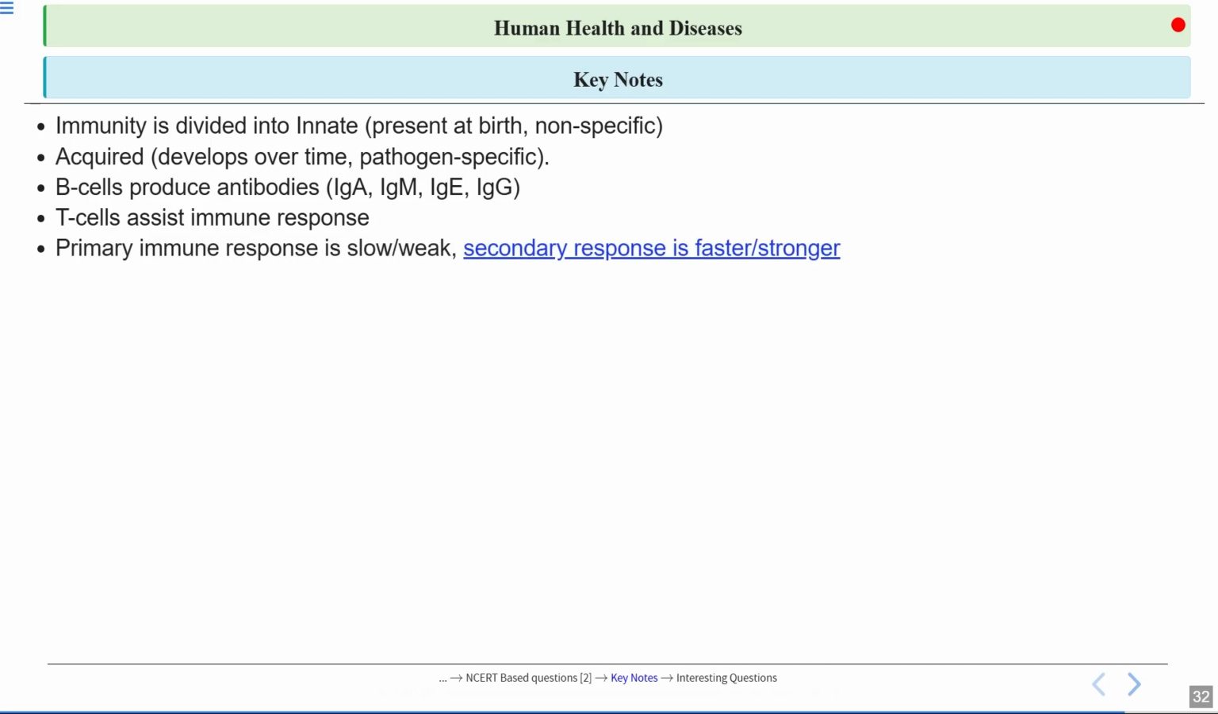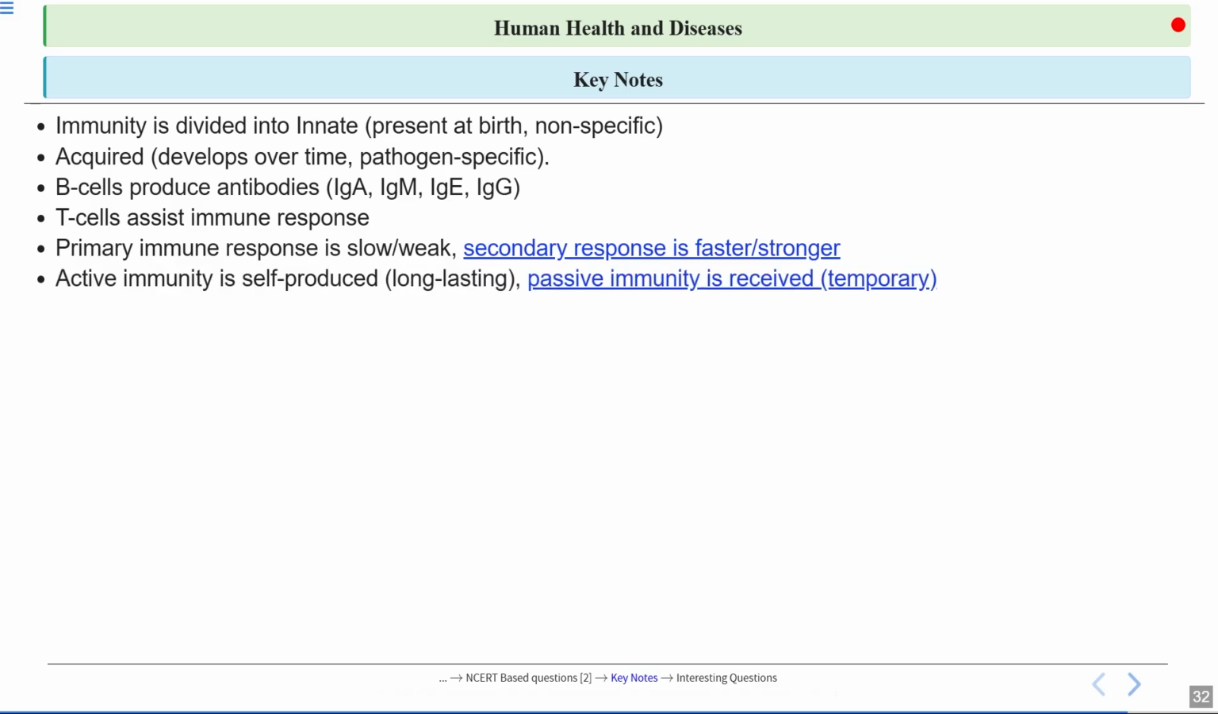The first time your body encounters a pathogen, the response is slow and not very strong, whereas the secondary response is faster and stronger. Active immunity is when your own body produces the antibodies, and this provides long-lasting protection. Passive immunity, on the other hand, is when your body receives antibodies from another source. Vaccination is a practical way to create memory cells against specific pathogens.